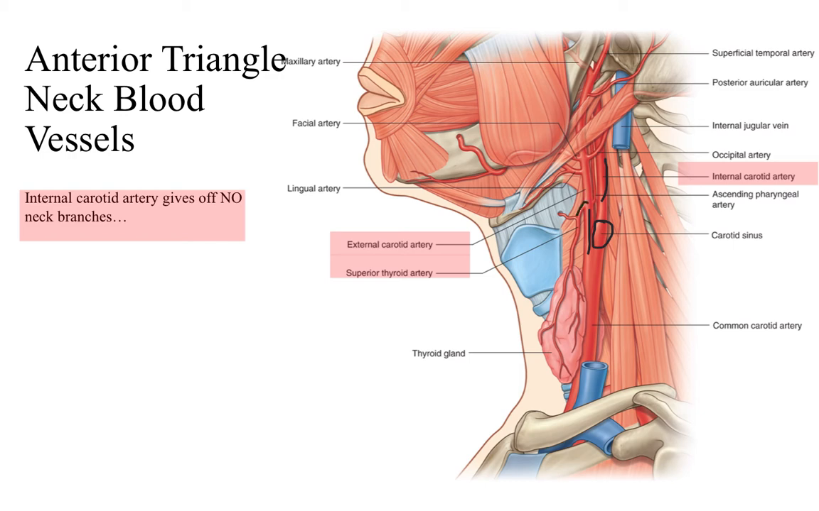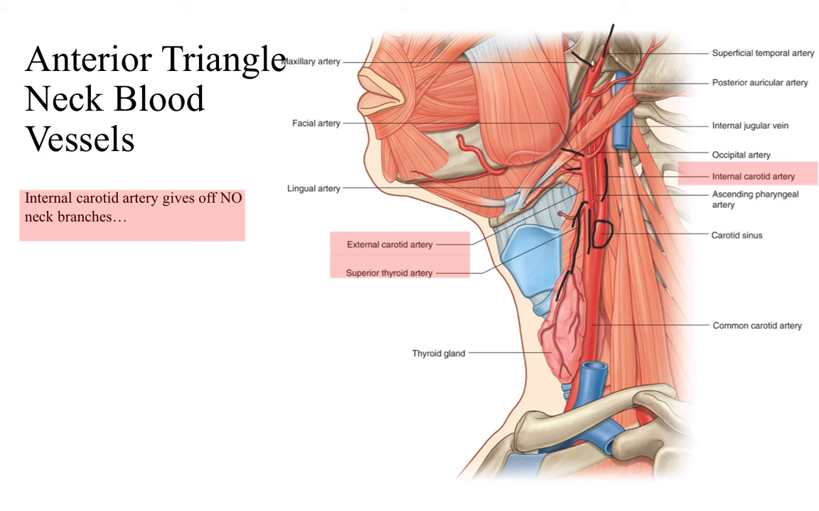The first branch being the superior thyroid artery, right here going down to the thyroid gland. All right, then you can notice some other ones. I don't have them highlighted, but the lingual artery right here, the facial artery right here, the maxillary artery right here, superficial temporal artery right here. So lots of branches that are coming off of that external carotid artery.